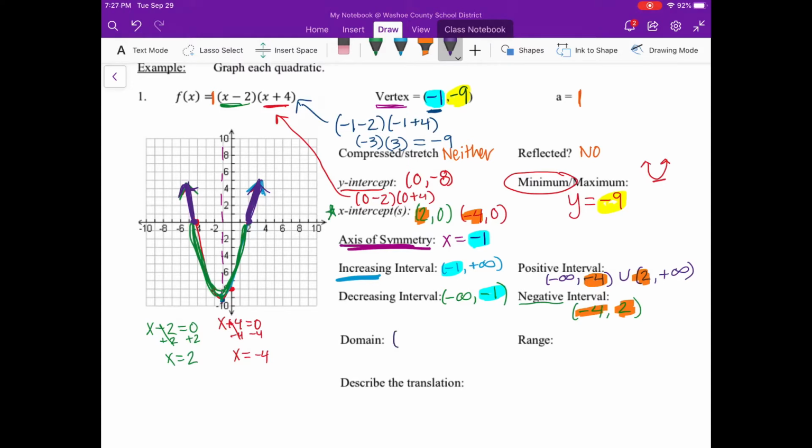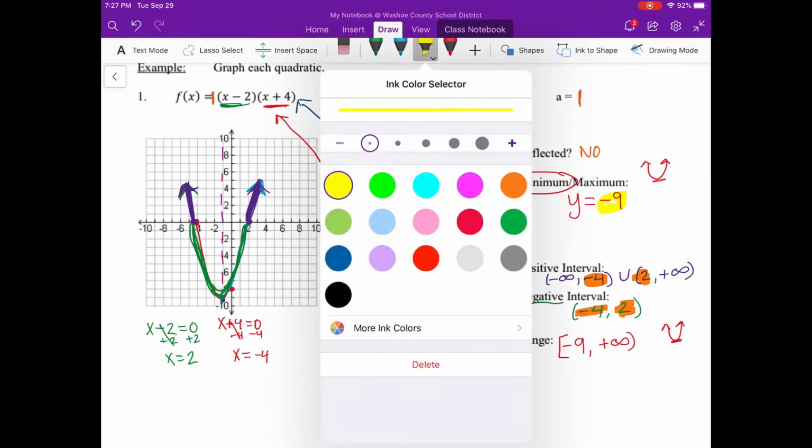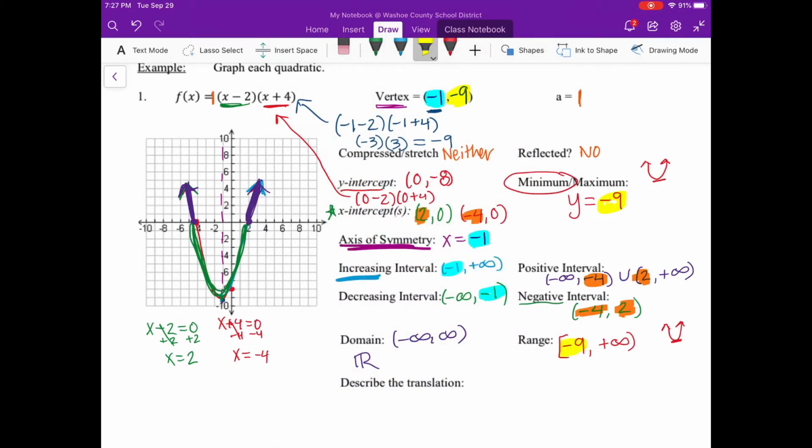Your domain for quadratics will always be -infinity to positive infinity. You can say all real numbers, or you can draw that R. Then we have the range. Because this graph opens up, it has a minimum, so I'm going to start off down at -9. Remember, range is the only place where you should be using brackets, and it's going to go up forever to infinity. And this number should also match your minimum or maximum, depending on which way it's opening, and your y value for the vertex.